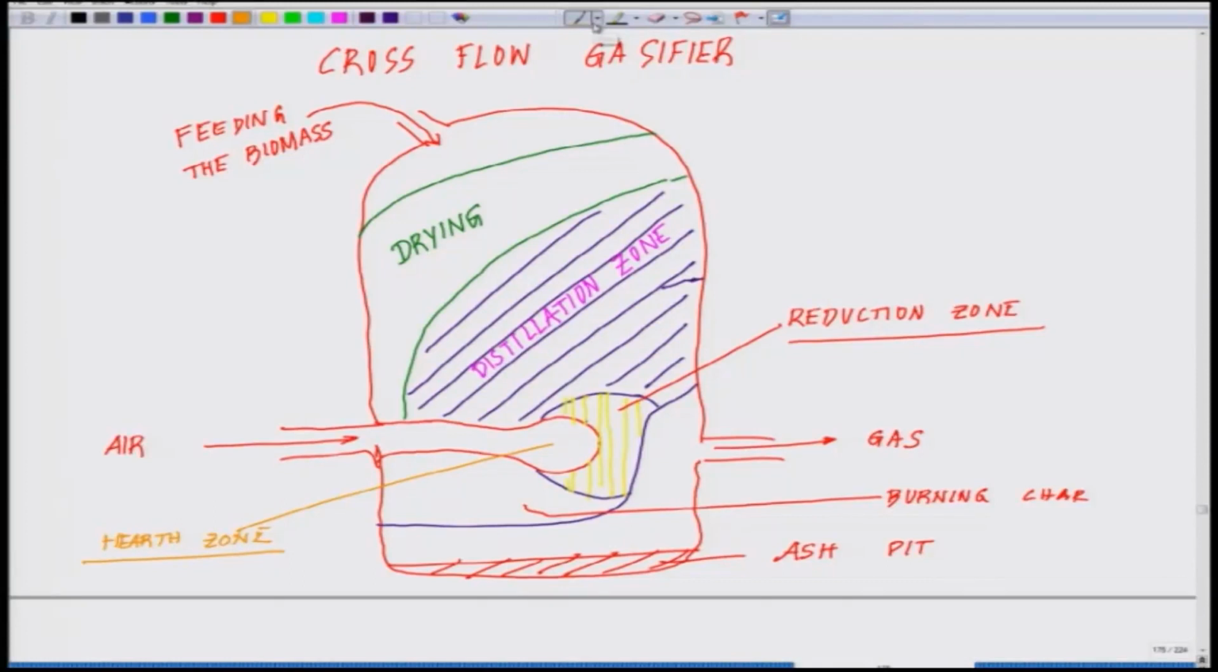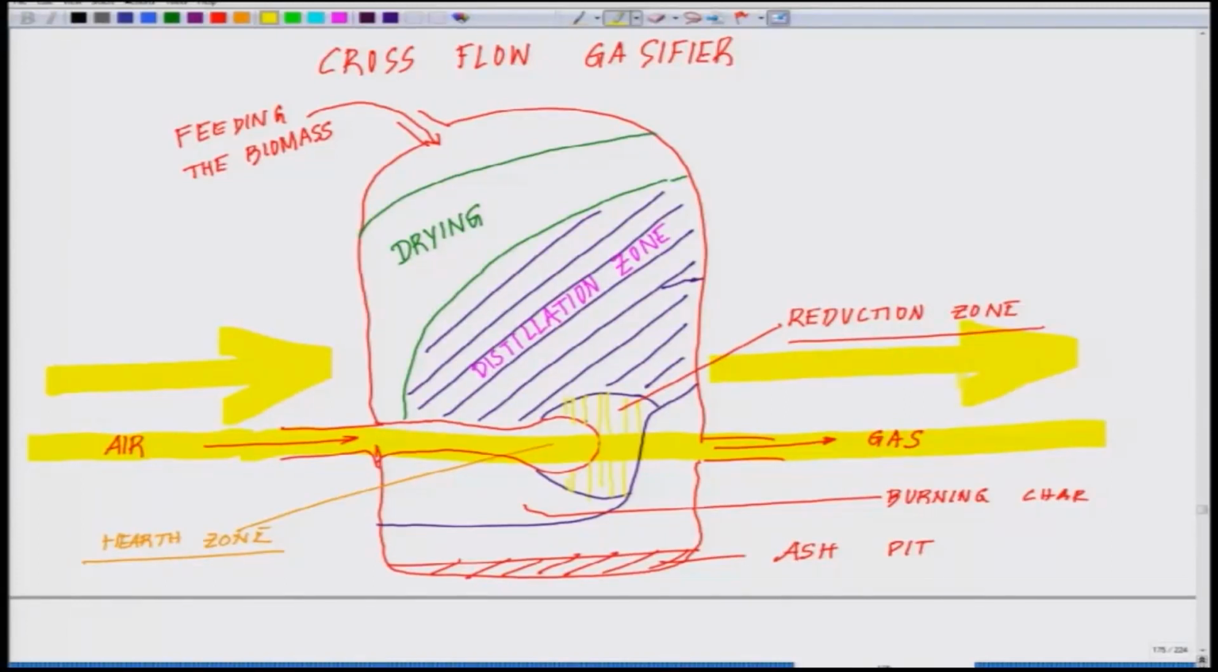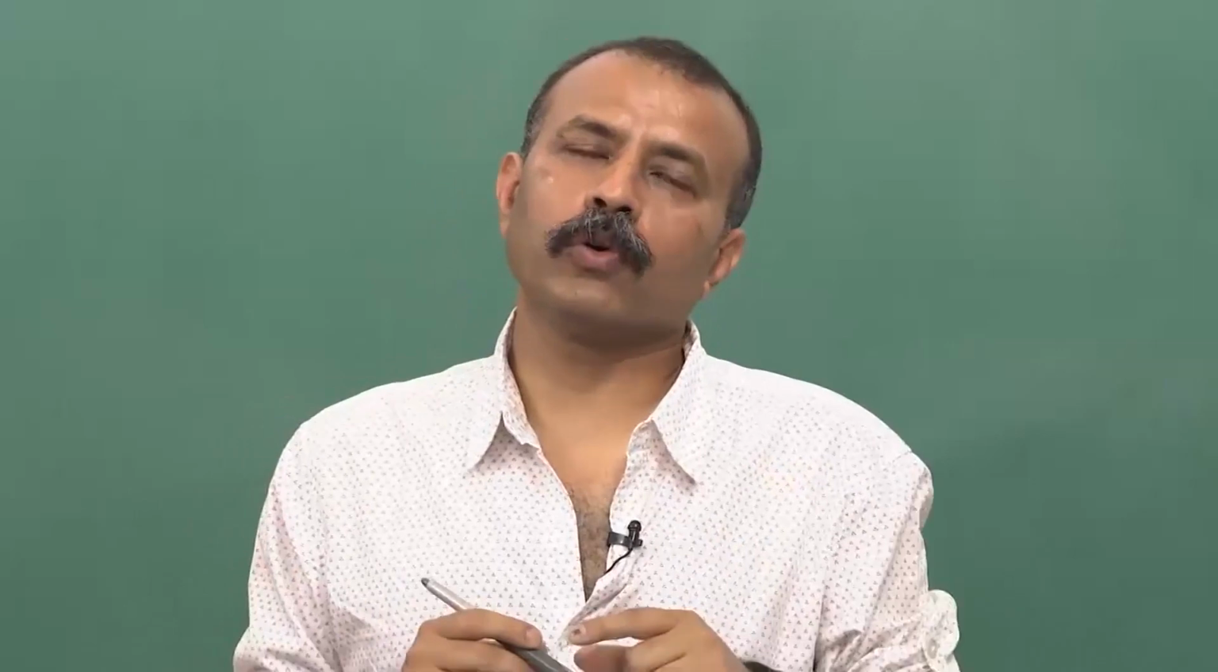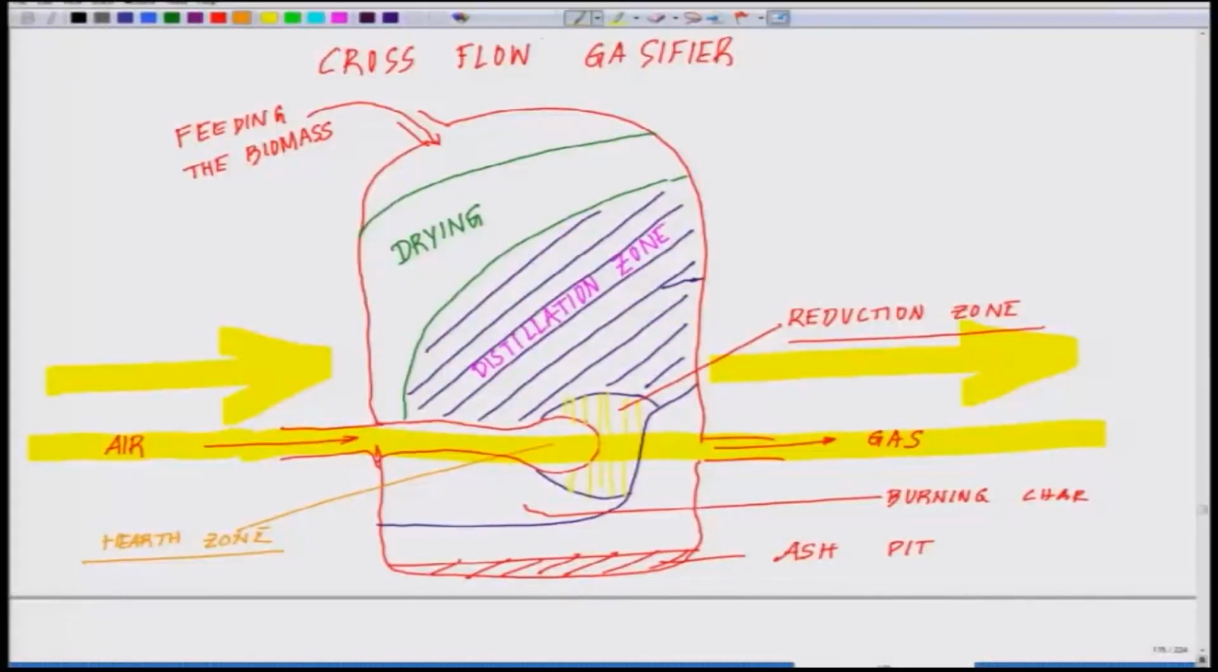Okay. And this is the highlighting feature of this whole thing: there is a cross flow happening at the same level. Unlike the other ones, where the gas port and the air port are at different levels, here both the ports are at the same level. It's just air is coming in and gas is going out like this. So, this is the classic signature of a cross flow gasifier.